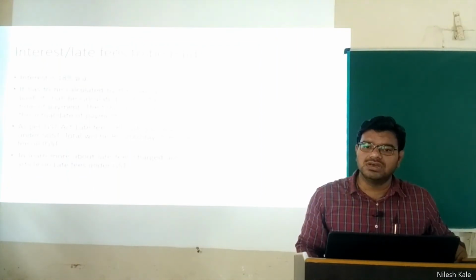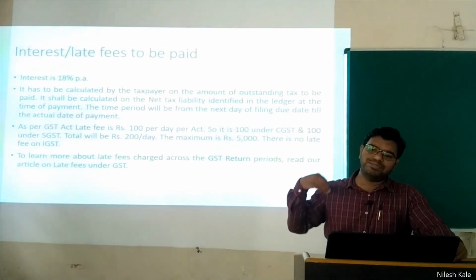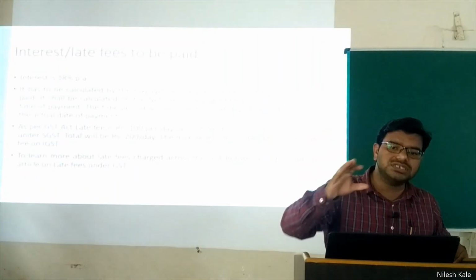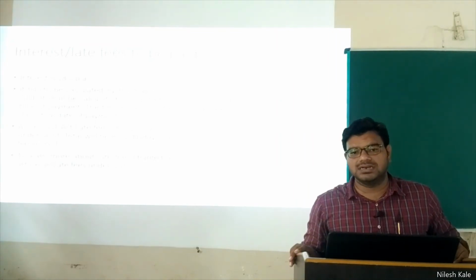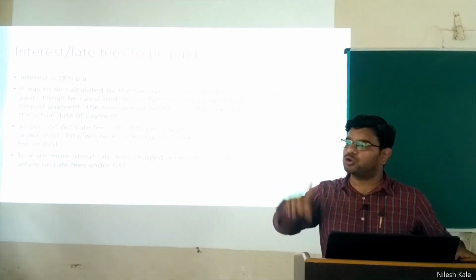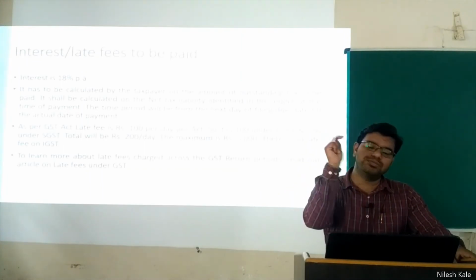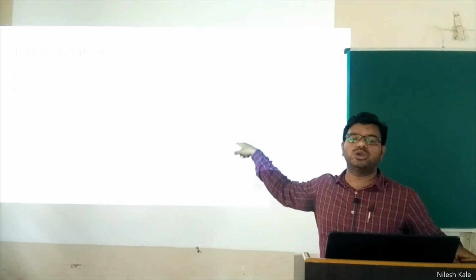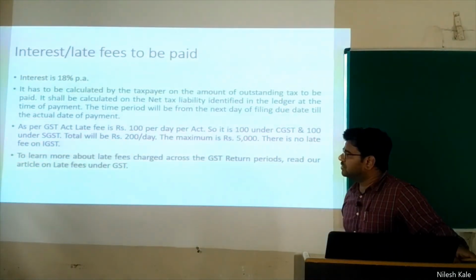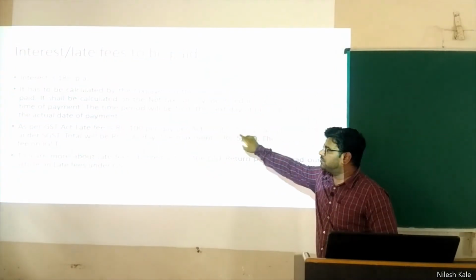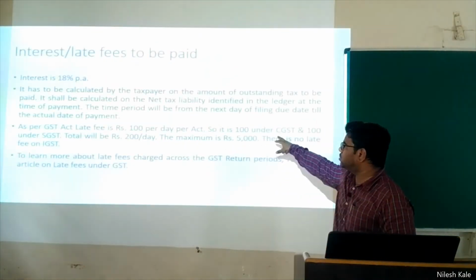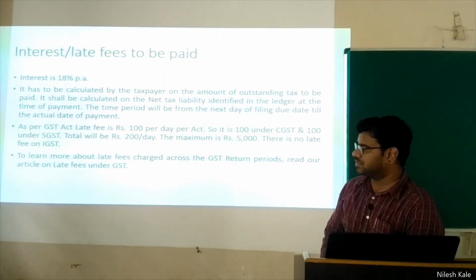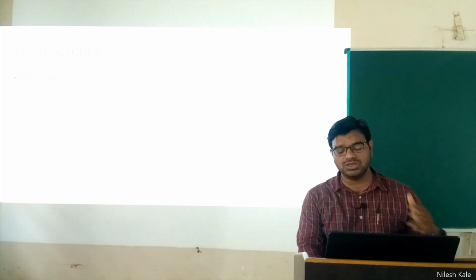And then interest. If you are not paying your taxes within time, then you also have to pay 18% per annum interest. In the refund chapter we will see, if the government is paying you late, then the government is entitled to give you interest at 6%, but you are giving the government how much? At 18% per annum. Here it is 100 rupees per day per act, so it is 100 rupees under CGST and 100 rupees under SGST. Total will be 200 per day. This is the late fee, and interest is also applicable on that.